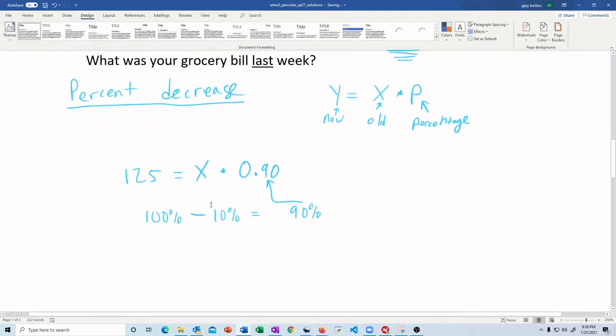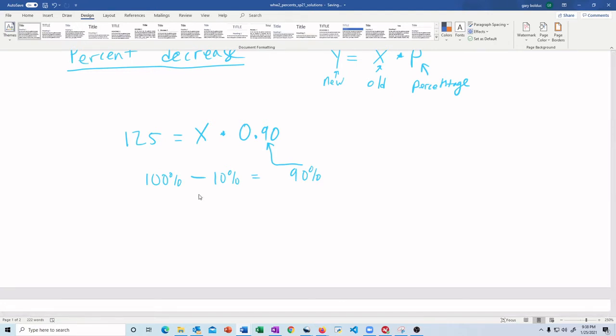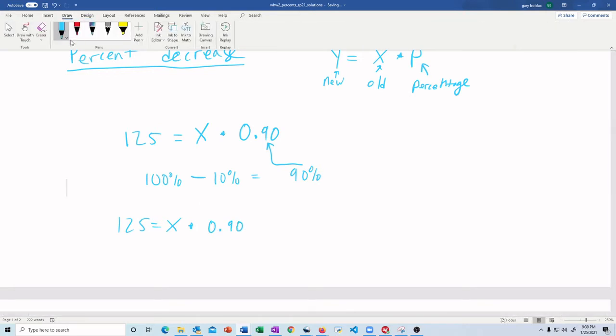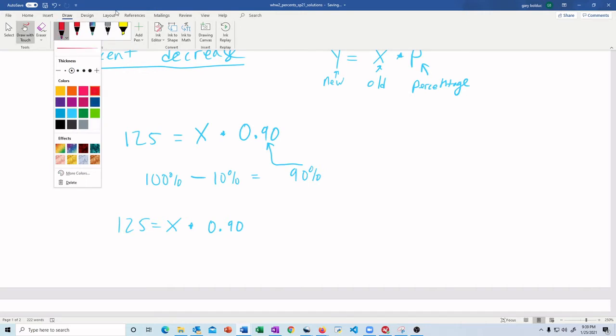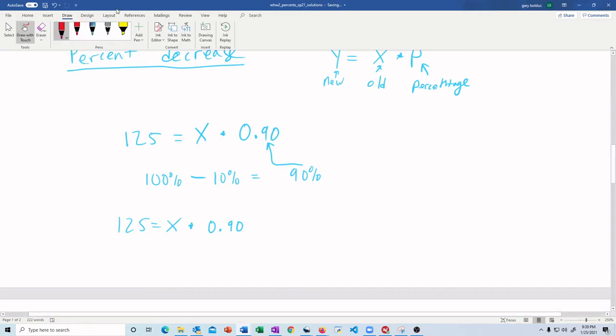Okay, so then how do we actually solve this, right? Remember, we do 125, I'll just rewrite it here, equals X times 0.90. And the goal here is to get X by itself. So when you're doing this, remember how this works. X by itself means I've got to get rid of this 0.9. It's attached using multiplication, right? So how do I get rid of this? I've got to do the opposite of multiplying.